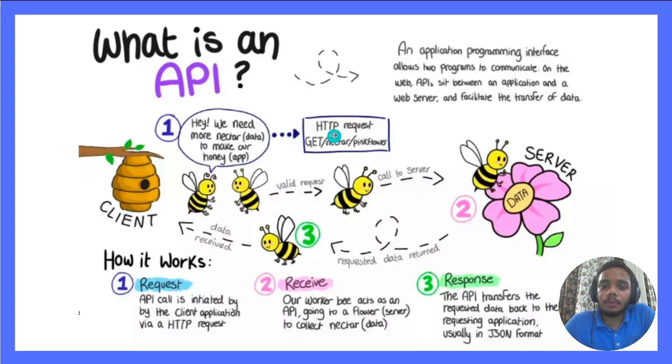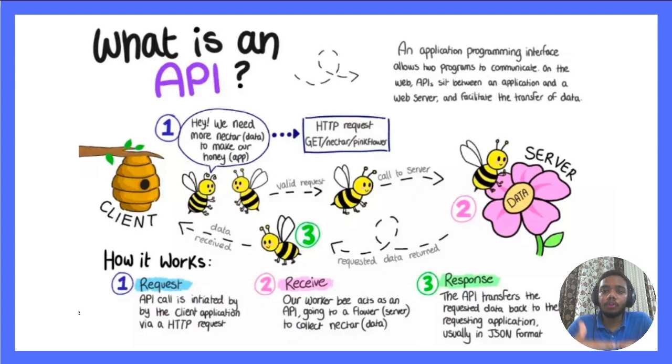So it's an HTTP request of GET type, and as it is valid, a call to the server is made that there is a valid request for nectar. The server then responds with the nectar, the data that the client wants, and provides it the data. So this is how an API pathway works.